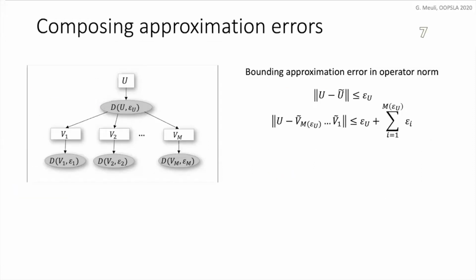We saw that approximation errors arise from various decomposition steps during the compilation of a quantum program. How do such approximation errors compose? Consider we want to decompose the unitary matrix U into gates from a universal library. The unitary is decomposed into a set of smaller unitaries, V1 to Vm, with approximation epsilon U. We bound approximation errors in operator norm.